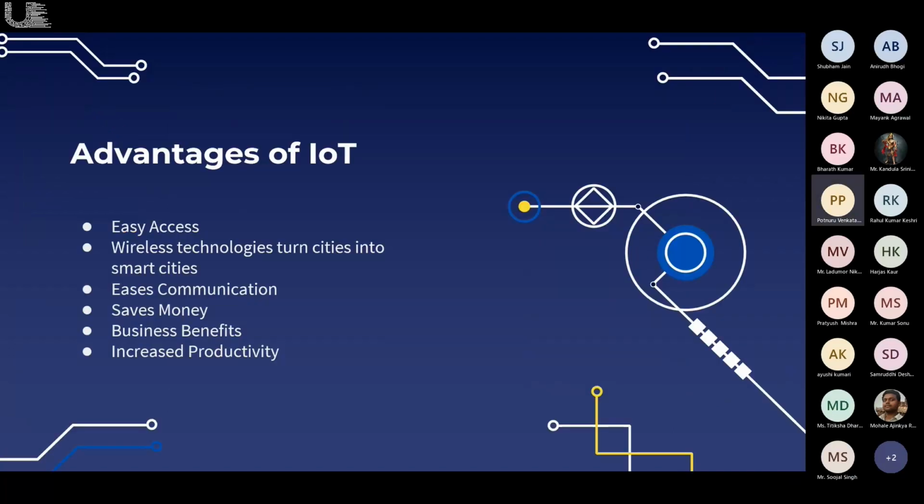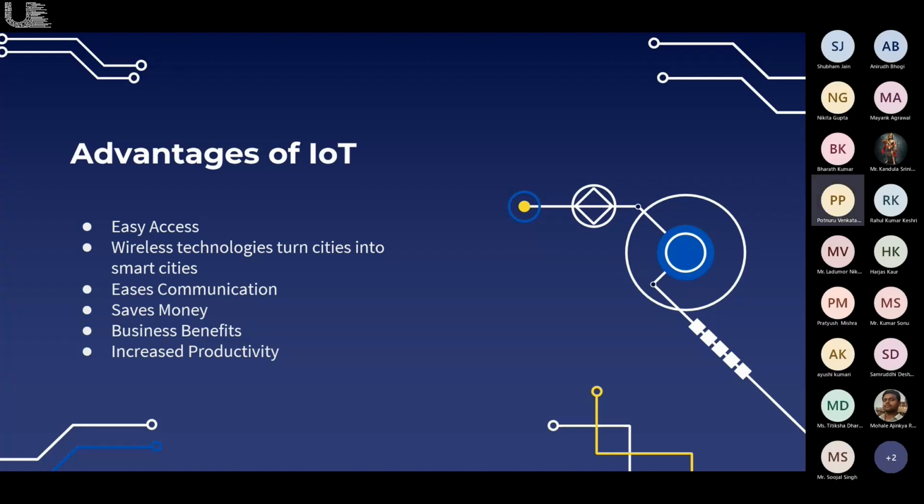So firstly, IoT enables easy access. That is, it makes life of a man so easier because all a user would need is a smartphone with internet connectivity, and he would be able to access any information that he requires. So IoT enables easy access of information. Next, IoT technology mainly involves wireless technologies, due to which cities can turn into smart cities.